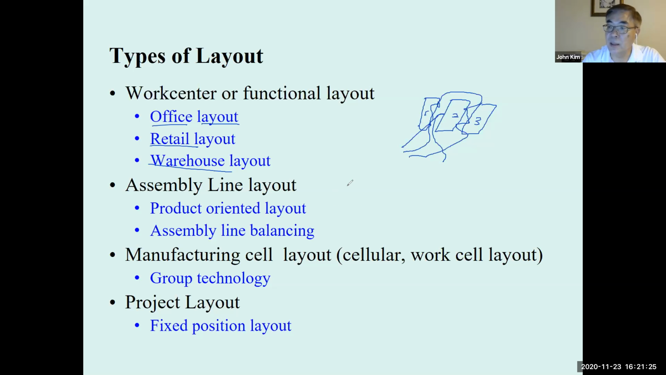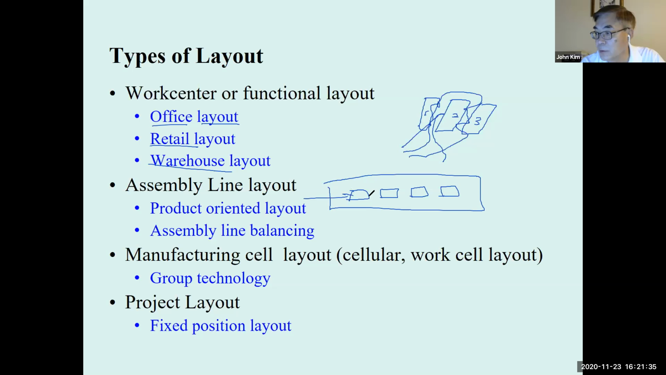And then assembly line type. Usually assembly line type is a straight line layout. So the flow is like this. This one is a product oriented layout. The same product flows on this process layout. So assembly line balancing is important, like the capacity of each station or capacity of a certain station being the same.